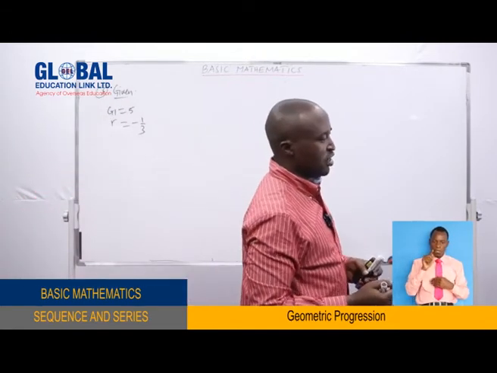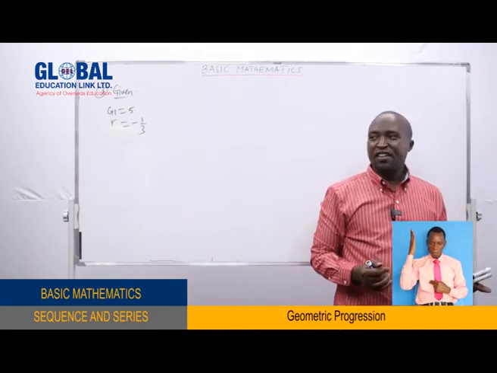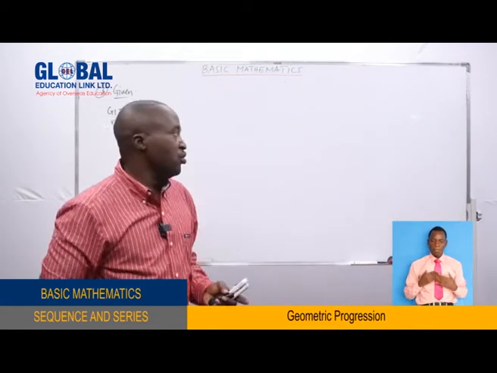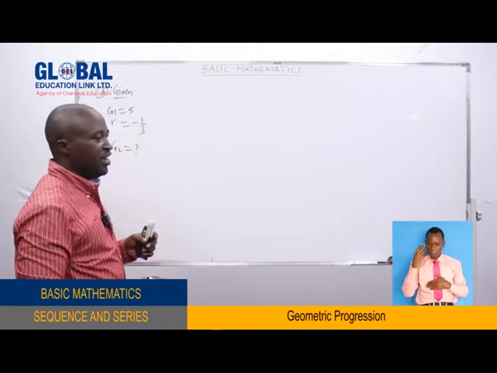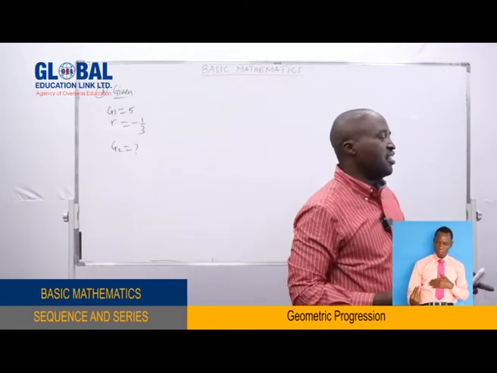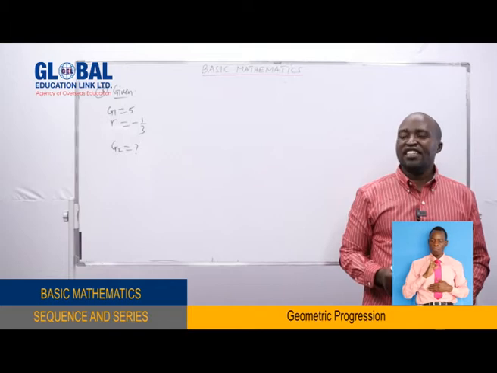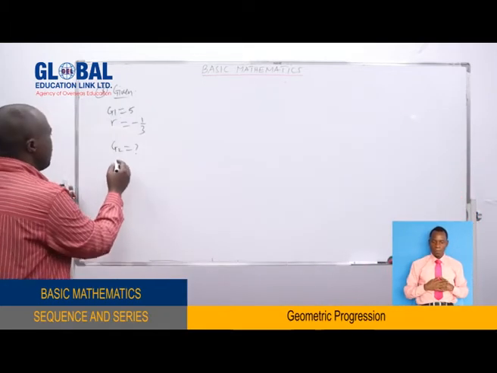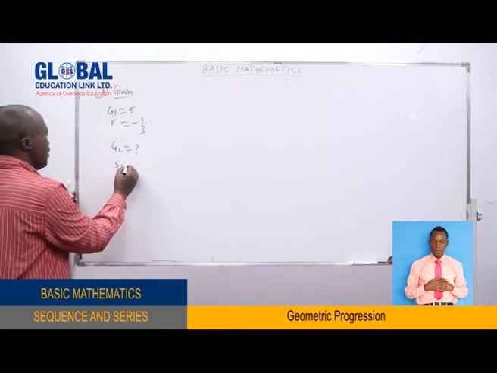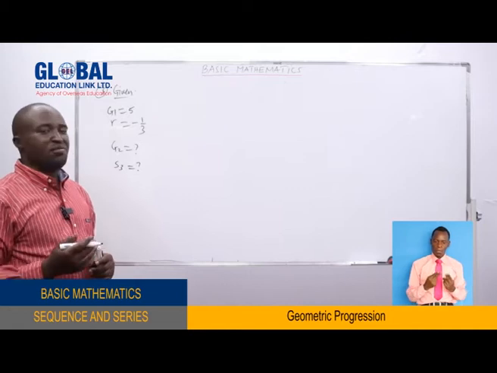Then we are supposed to find the second term, that is G2, and the sum of the first 3 terms. We have to find S of 3. In this case, we're looking for S of 3, that is the sum of the first 3 terms.